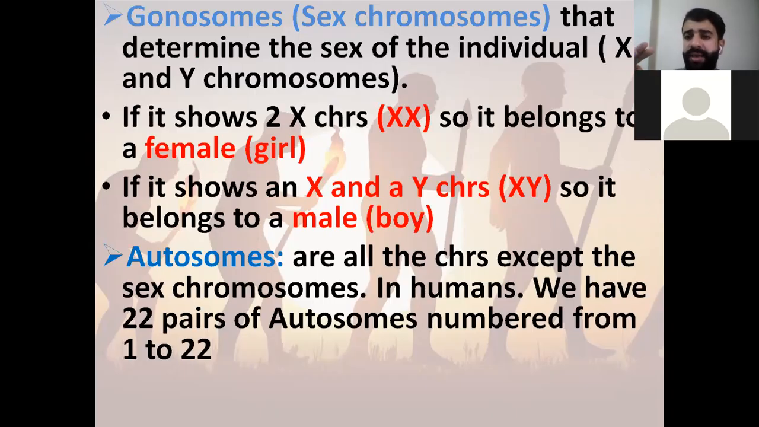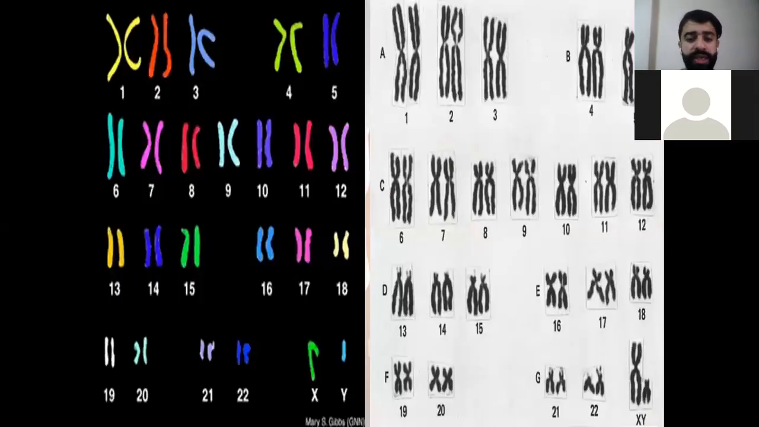Whenever we see Y, this means that this individual is a male. Whenever we see sex chromosome abnormality, this person is sterile. Sterile meaning that it has an abnormality in fertility, so it's not fertile. Autosomes are all the chromosomes except the sex chromosomes. So pair number 1 to pair number 22 in a human are considered the autosomes. So this is the karyotype showing the different components.